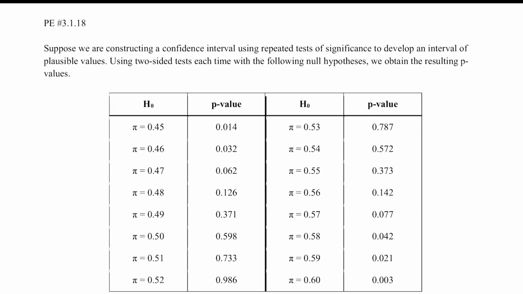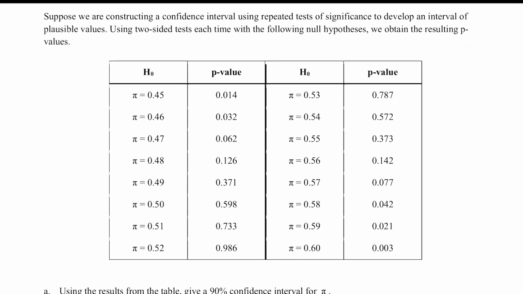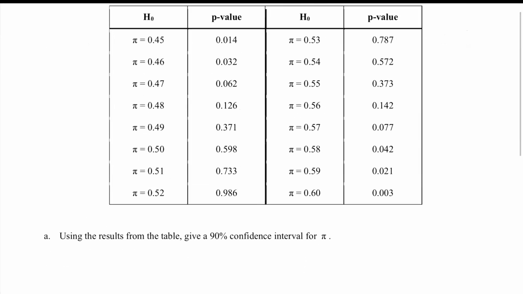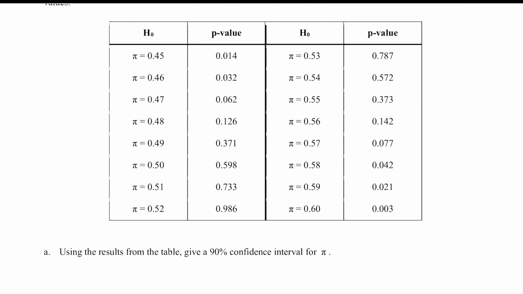tests of significance, so hypothesis tests, to develop an interval of plausible values. Using two-sided tests each time with the following null hypotheses, we obtain the resulting p-values. Part A says, using the results from the table, give a 90% confidence interval for pi.